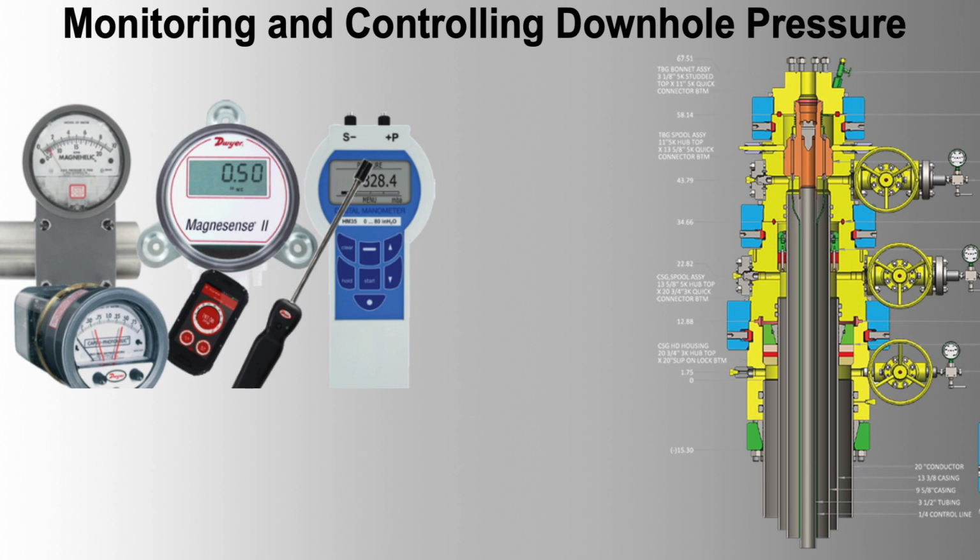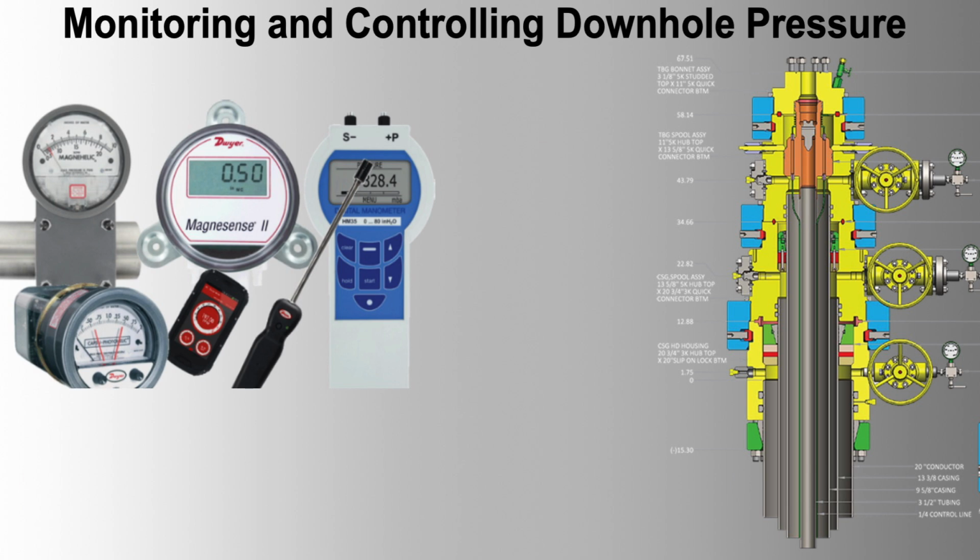Example issue 2. Data transmission interruption. Problem. Interruption in data transmission due to cable damage or signal interference. Solution. Use high-quality, robust cables with protective sheathing and redundancy in data transmission paths. Employ wireless telemetry systems where feasible to avoid cable issues.